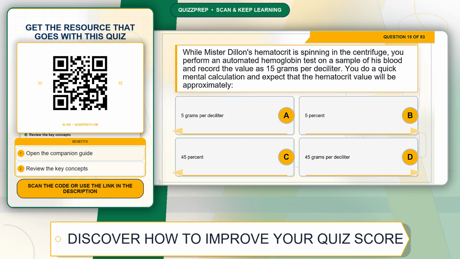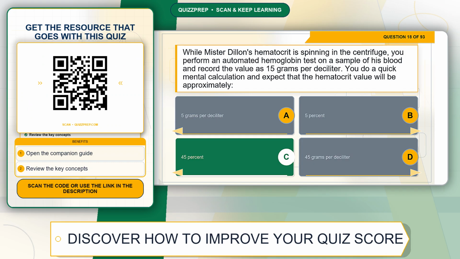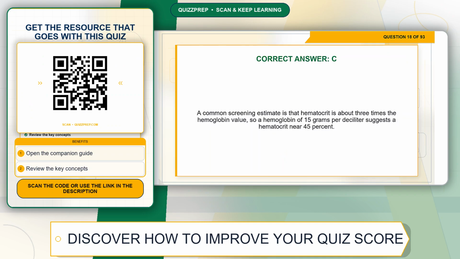Question 18. While Mr. Dillon's hematocrit is spinning in the centrifuge, you perform an automated hemoglobin test on a sample of his blood and record the value as 15 grams per deciliter. You do a quick mental calculation and expect that the hematocrit value will be approximately, option A, 5 grams per deciliter, option B, 5%, option C, 45%, option D, 45 grams per deciliter. The correct answer is option C, 45%. Explanation. A common screening estimate is that hematocrit is about 3 times the hemoglobin value, so a hemoglobin of 15 grams per deciliter suggests a hematocrit near 45%.